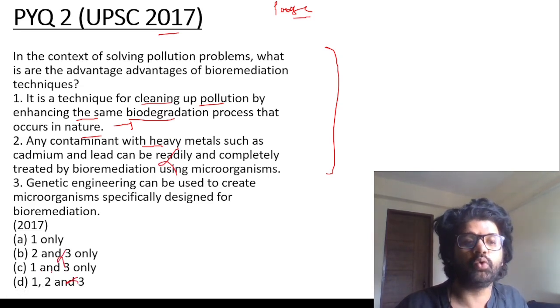Now you don't even need to know one, just check the third, because one is there in both A and C. Genetic engineering can be used. Yes, we have talked about GM crops and so on. So C is the answer.